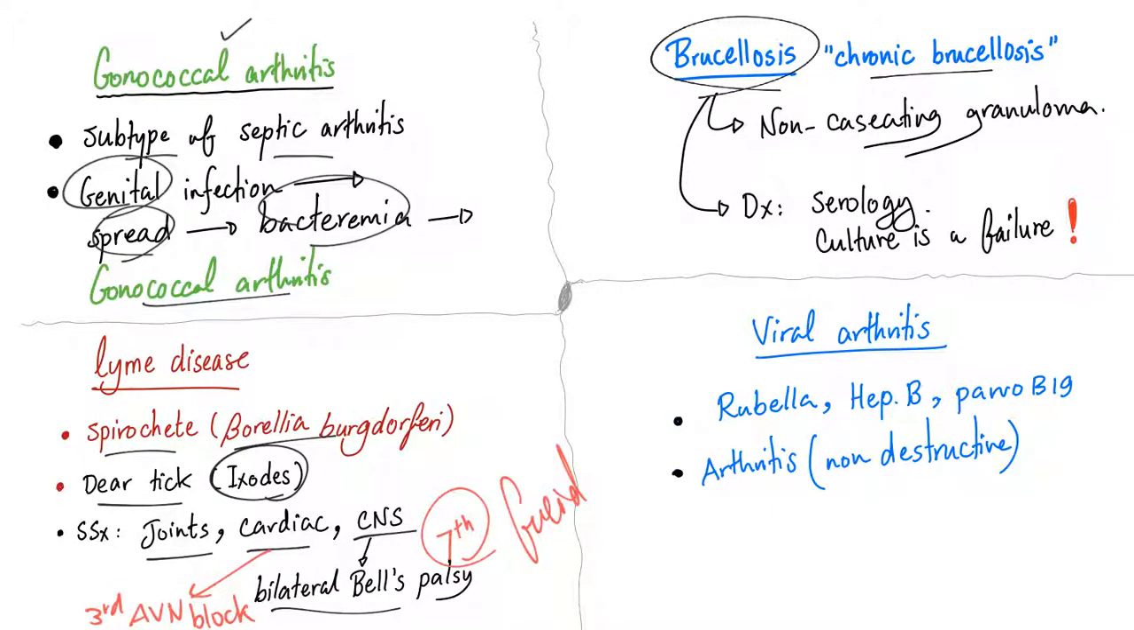Brucellosis, especially chronic, non-caseating granuloma, you diagnose it by serology, culture is usually a failure. Chronic brucellosis can lead to a low-grade osteitis of the spine.